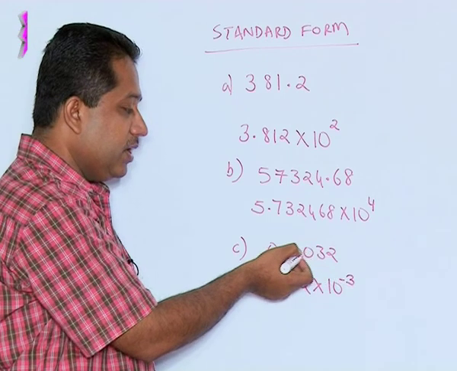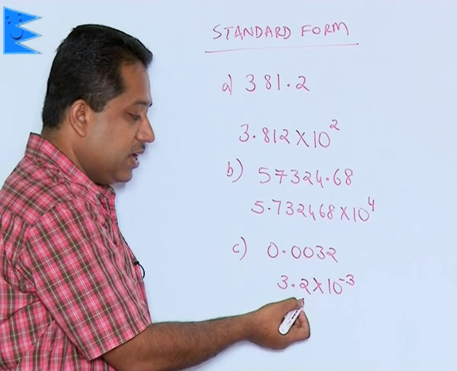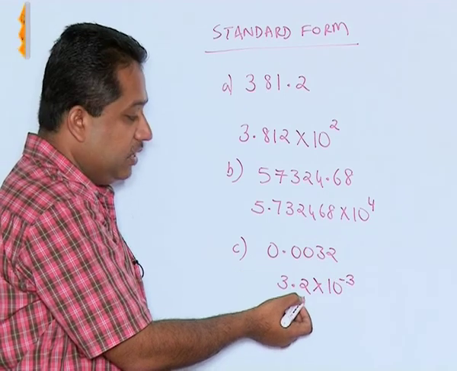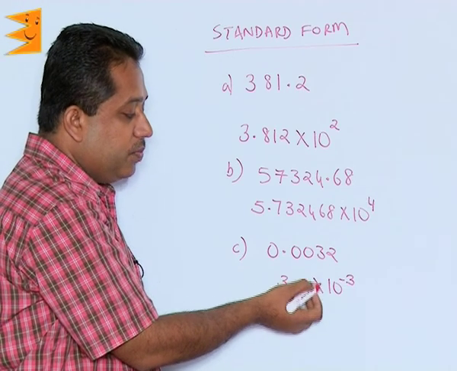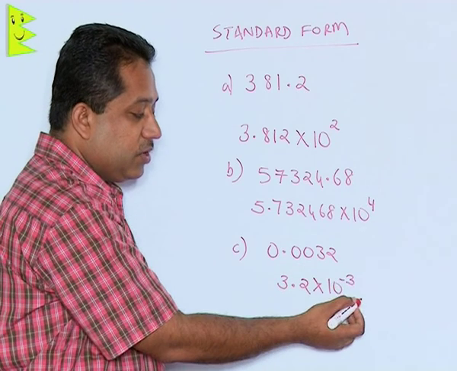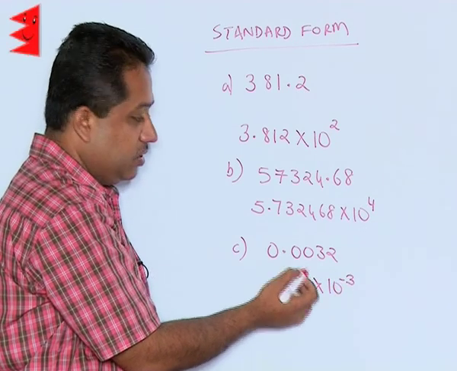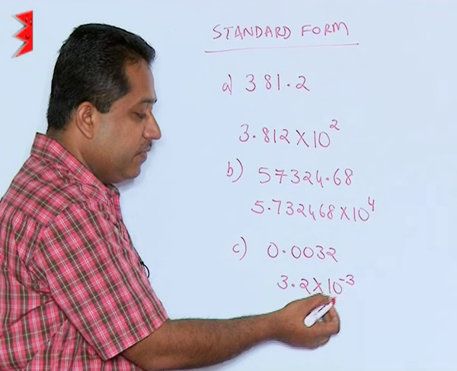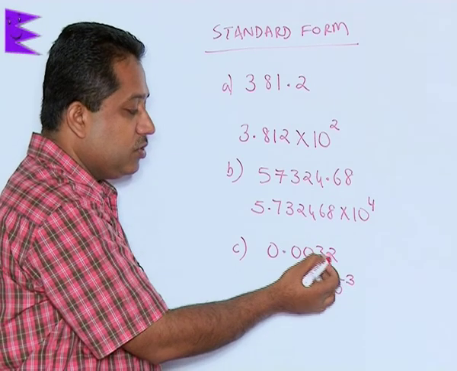So, always remember that when the question is given and we have to write in the standard form, the equivalent value should be obtained. If I write 10 to the power 3, then the decimal is going to be shifted to the right and you will not get this value. If I am writing 10 to the power minus 3, then only will I get this value 0.0032.